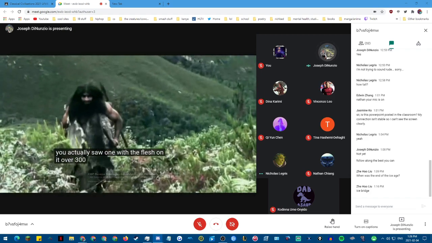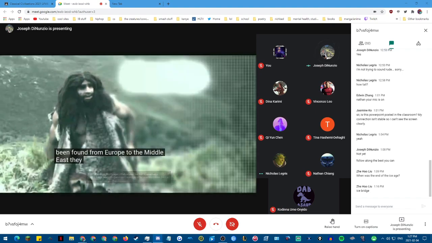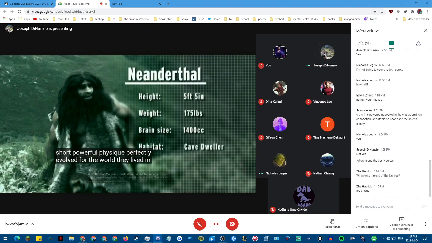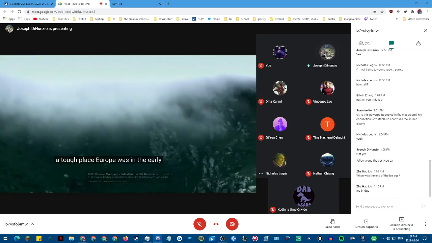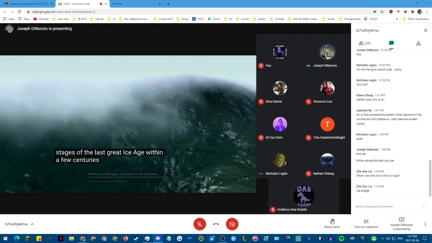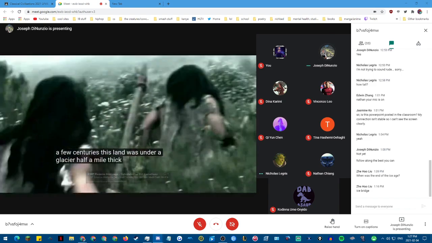Over 300 Neanderthal remains have been found from Europe to the Middle East. They all tell the same story of a short, powerful physique, perfectly evolved for the world they lived in. A tough place. Europe was in the early stages of the last great ice age. Within a few centuries, this land was under a glacier half a mile thick.